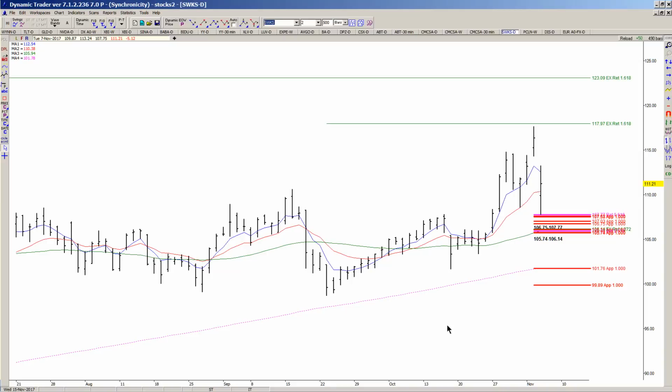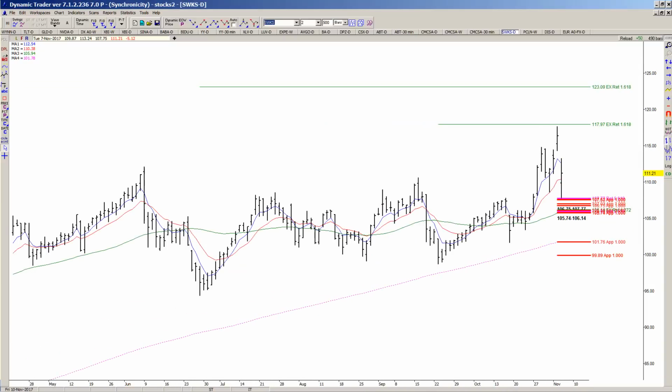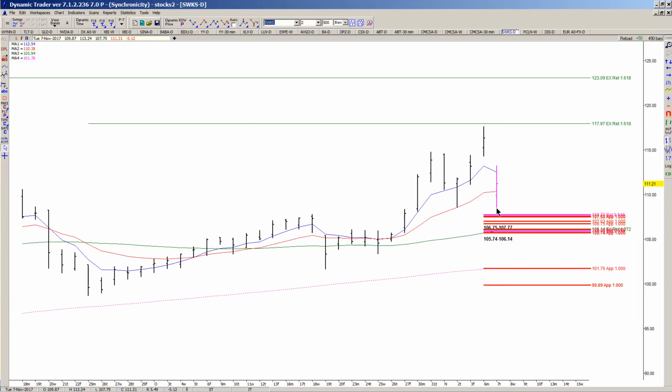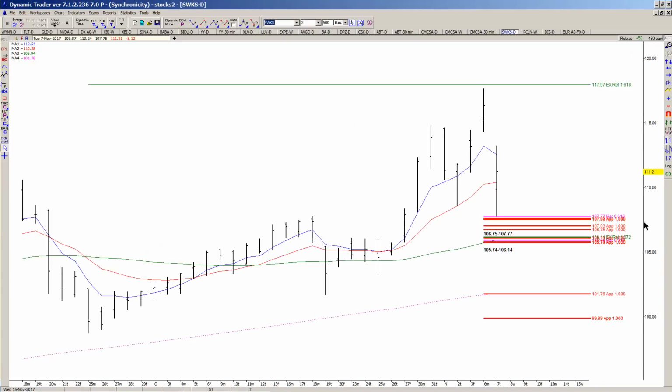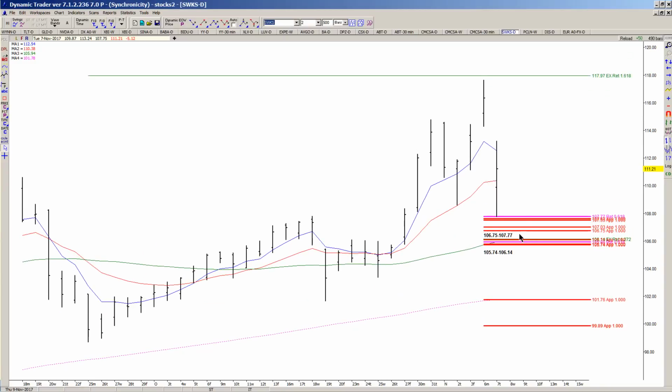And what I did quickly was run the projections of the prior declines this morning and then project them from the most recent high. And I also ran some extensions of prior swings and retracements of other swings and came up with two zones to watch for a possible bounce. Now, there was a slightly higher level that we went through, and I erased that line already, but here's the rest of what we held above: the 106.75 to 107.77 area, 105.74 to 106.14.